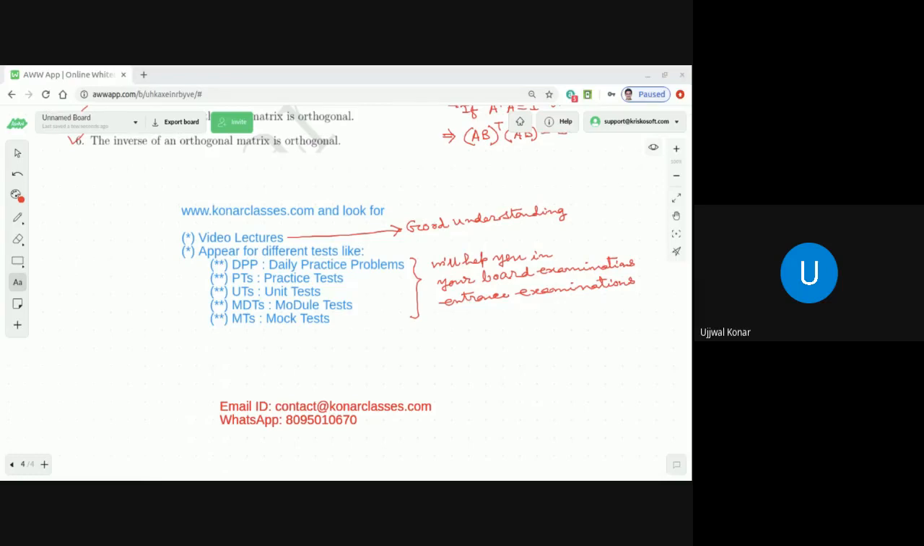We will have our next class on Monday, in which we will discuss a great topic related to the characteristic equation, and we'll proceed further.